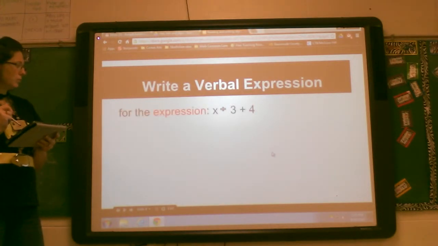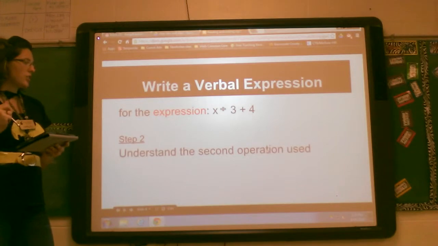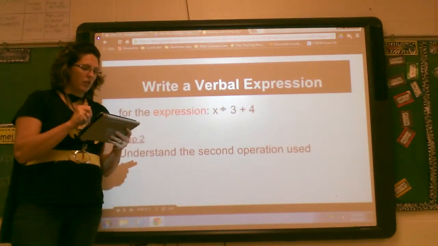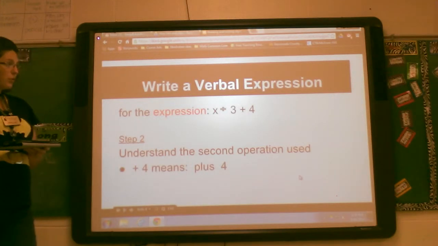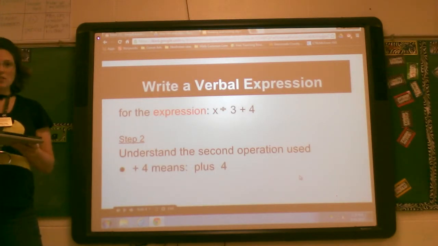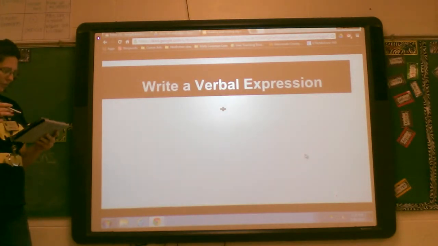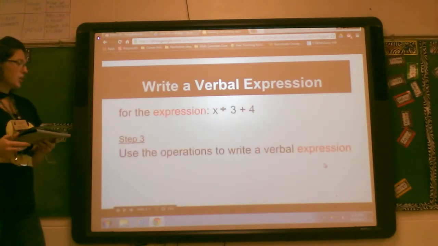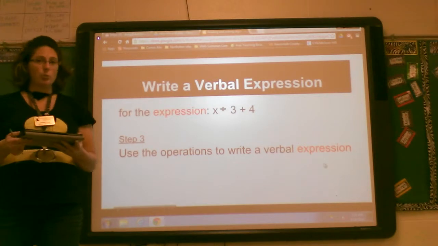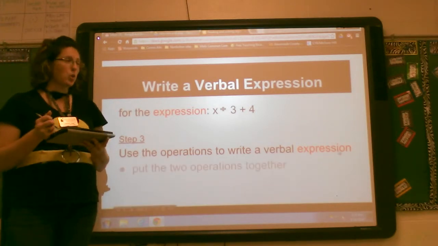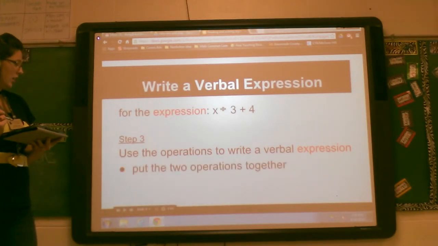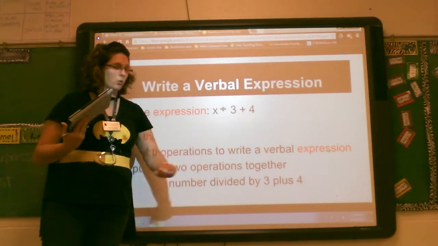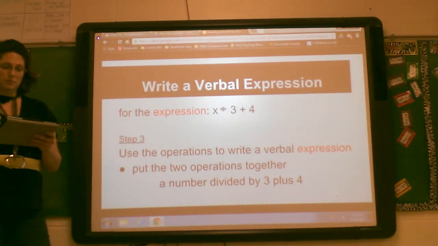Step 2, understand the second operation used. So we go to the second part of our expression. Plus 4 means plus 4. Step 3, use the operations to write a verbal expression. So we're putting the two that we just did together to get a number divided by 3 plus 4.